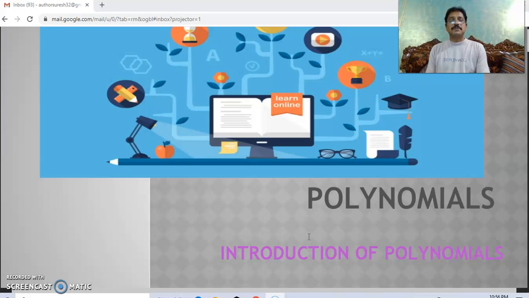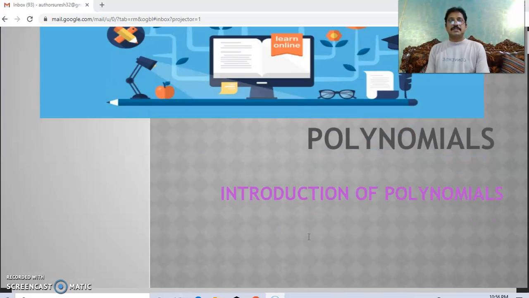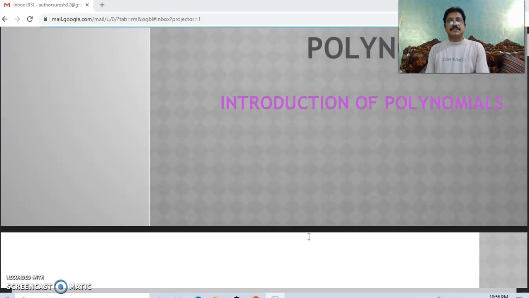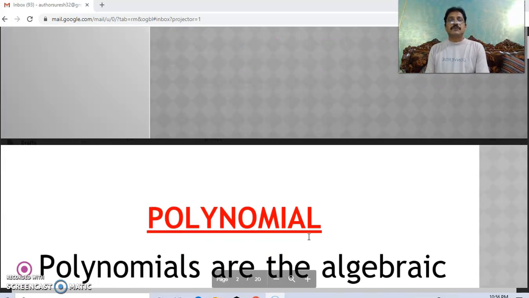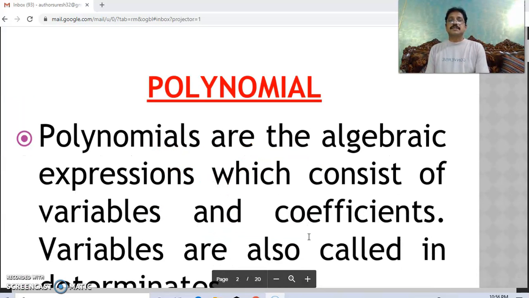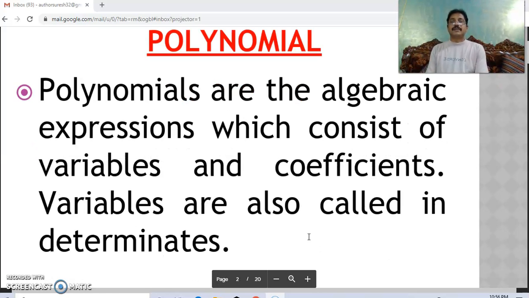As you know, polynomials is the third chapter in our textbook. Before going to discuss the chapter, we have to learn about polynomials. What is a polynomial? Polynomials are algebraic expressions which consist of variables and coefficients. Variables are also called indeterminates, correct? Okay.